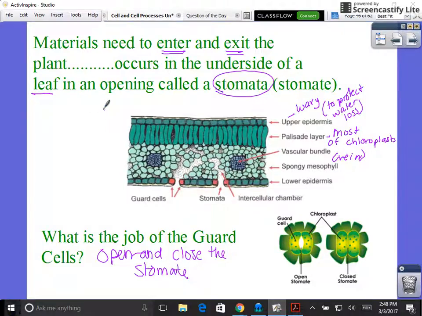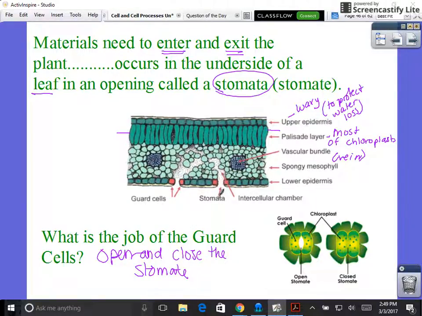We also need to talk about how materials get into and out of a plant. So it's important to take a look at a leaf, and leaves have openings called stomates or stomata. The top layer of a leaf usually has a waxy coating to prevent water loss. We usually pay attention to the palisade layer because that layer has most of the chloroplasts where photosynthesis takes place. Other cells in the leaf have different jobs. There are two cells on each side of the stomate, which is the opening. These two cells' responsibility is to open and close the stomate. What's the job of the guard cells? Guard cells open and close the stomate.